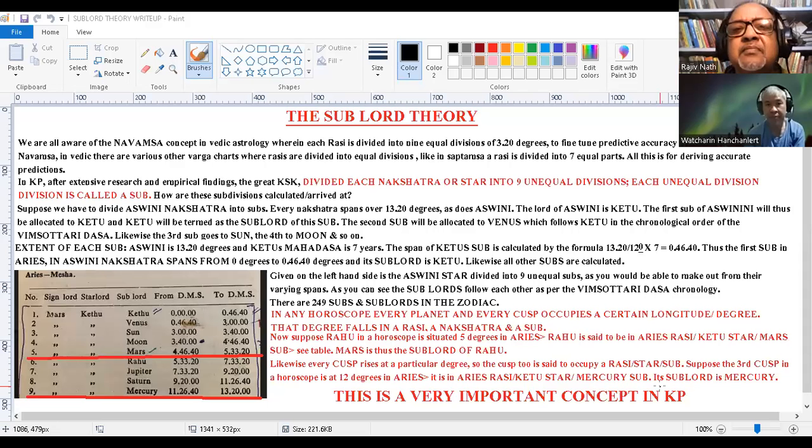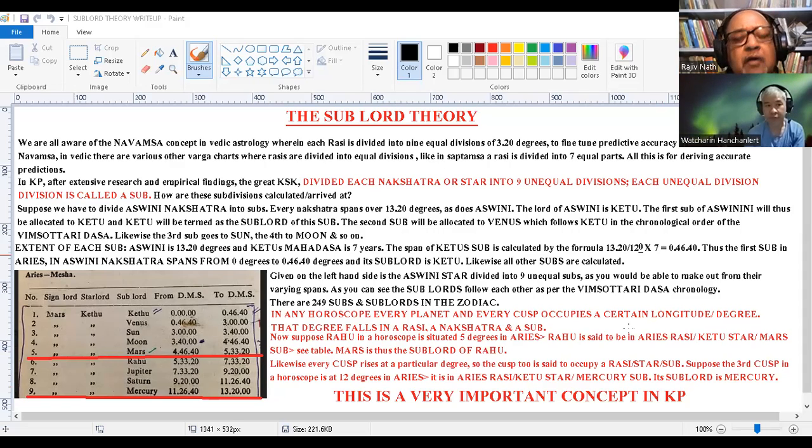So now, it has come. Can you see it? So, the sublord theory. Now I'm reading it out and then I'll explain to you.